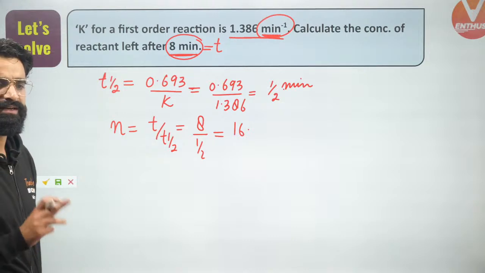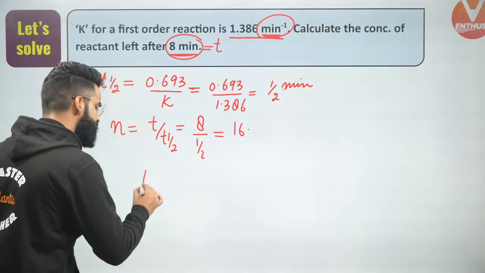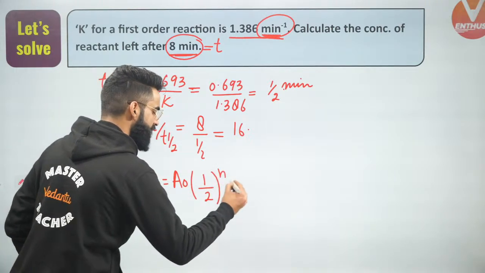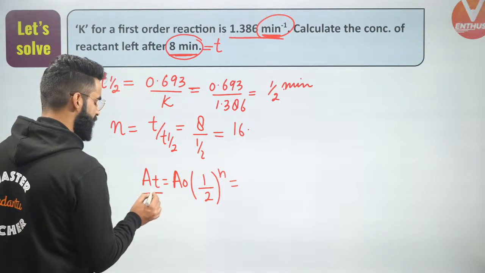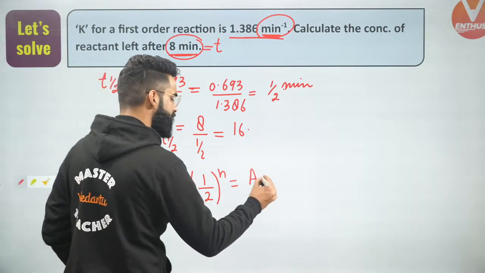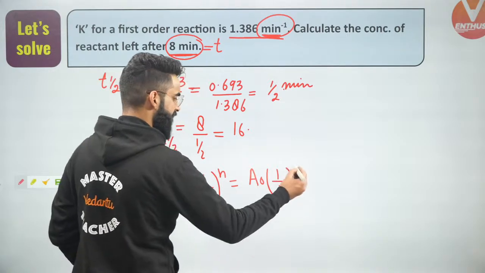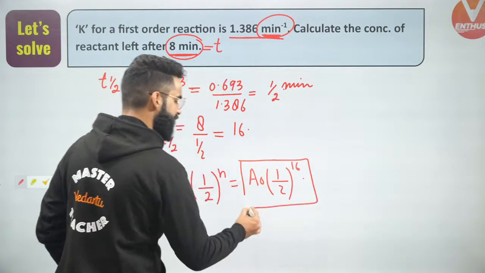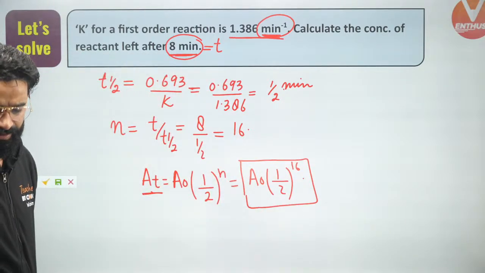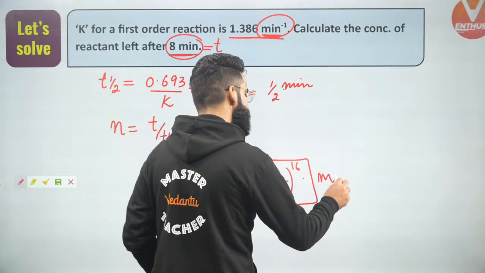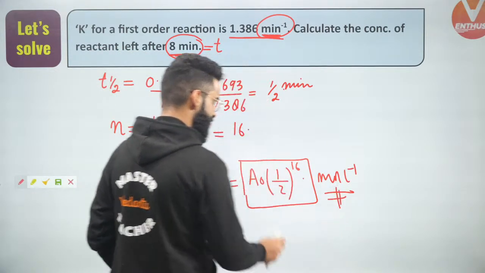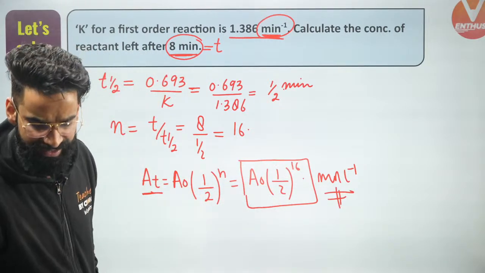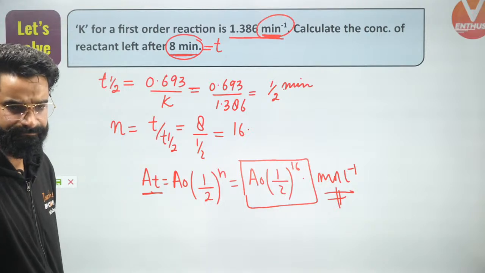What am I supposed to calculate? Concentration of reactant left after 8 minutes. The formula which I gave you right now was A t is equal to A naught multiplied by 1 divided by 2 to the power N. A t represents the concentration of reactant left after 8 minutes. It's going to be A naught multiplied by 1 divided by 2 raised to the power N, where N is 16, which I got. Its units are going to be simply moles per litre. So this is going to be the initial concentration multiplied by 1 by 2 to the power 16. It's the concentration of reactant left after 8 minutes, which we are supposed to calculate, right?